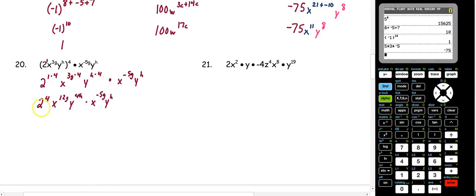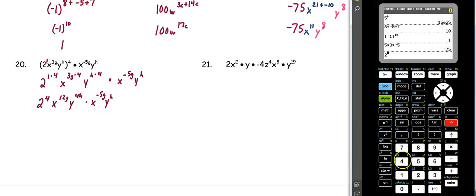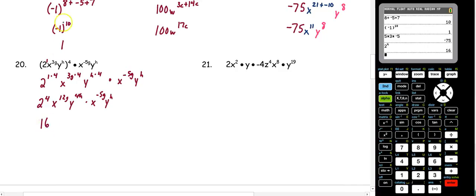Okay, so let's simplify 2 to the 4th first. So 2 to the 4th we know is going to be a number we can evaluate, and we get 16. Then I have two bases that have an x, so I'm going to add those exponents together. 12g plus negative 5g, and same thing with the y's.